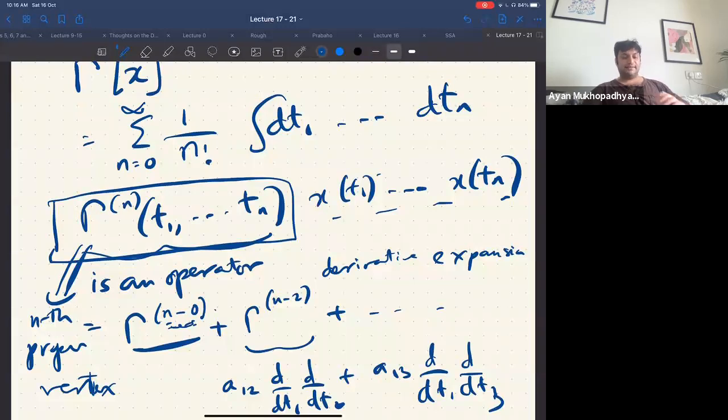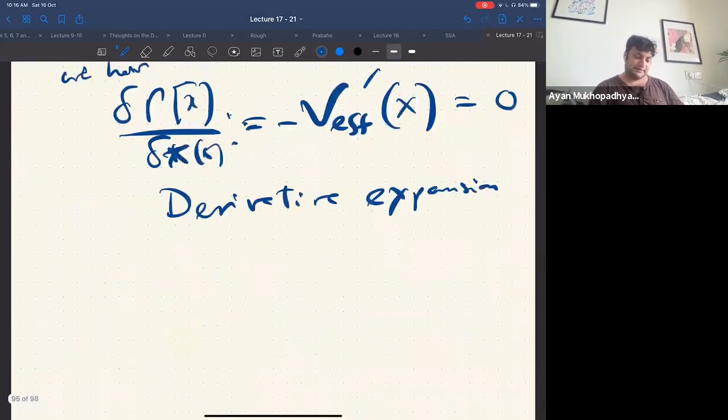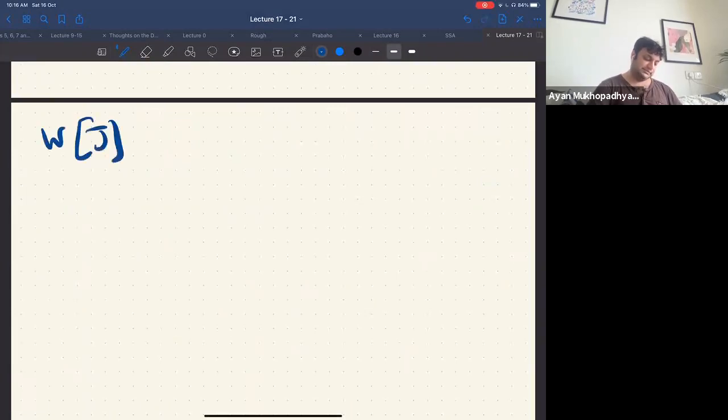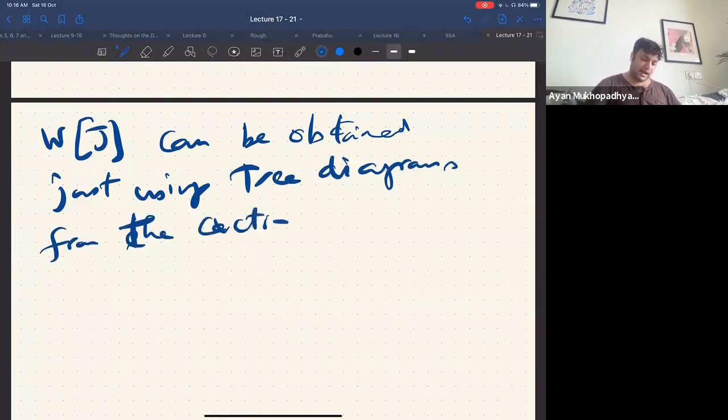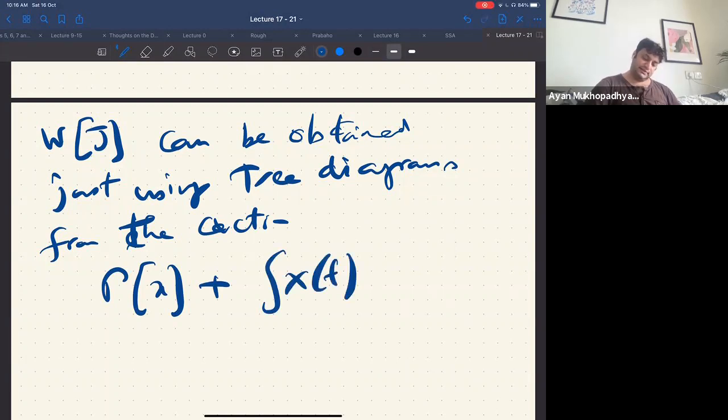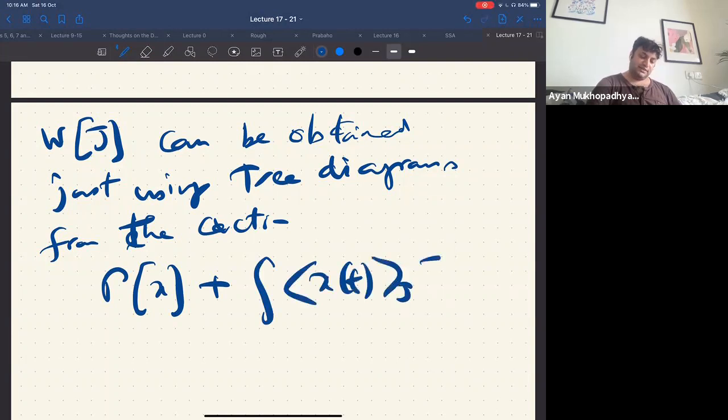Right? So basically it has a dual meaning. What it means is as follows, another way to put it: W of J can be obtained just using tree diagrams from the action gamma of x plus the integral of J of t times x of t.